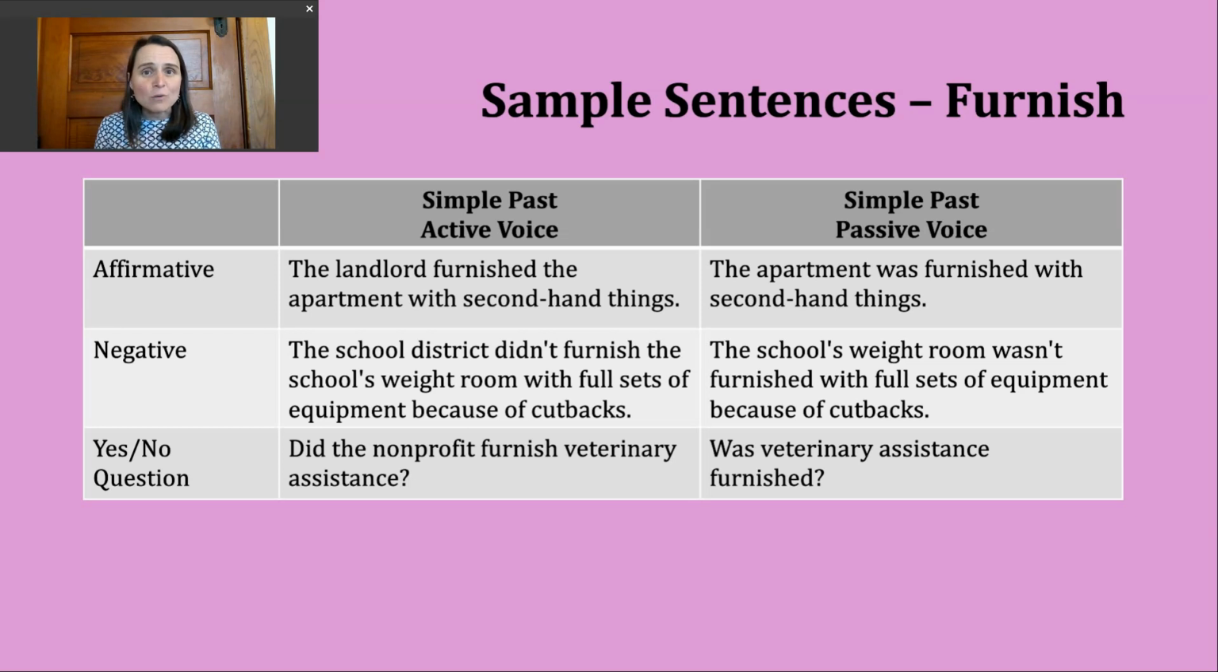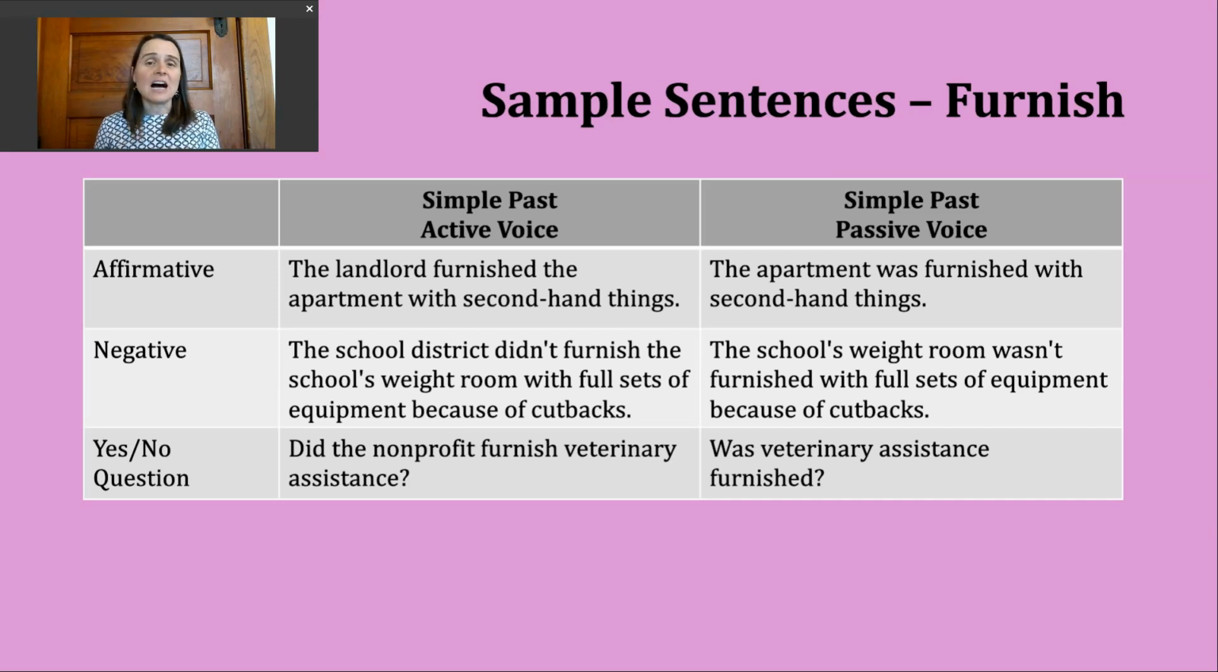But in the passive voice, right, I'm going to have my thing that is acted upon, or the object here. Okay? I'm going to have was or were, my past forms of be, then not, and then the participle form of the verb. Okay? Again, let's start with the passive voice and look at a sentence. The school's weight room wasn't furnished with full sets of equipment because of cutbacks.